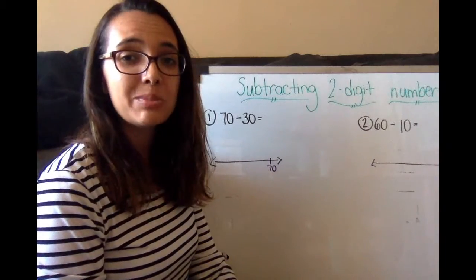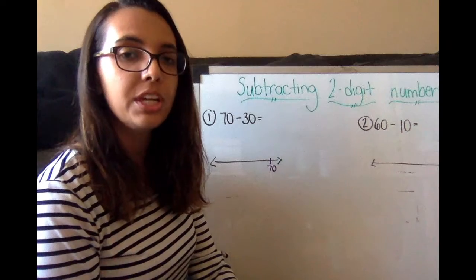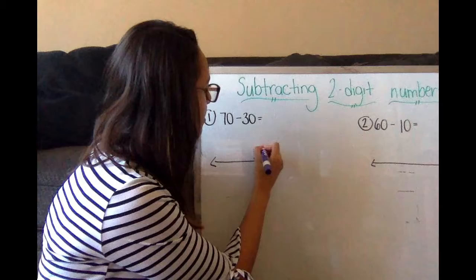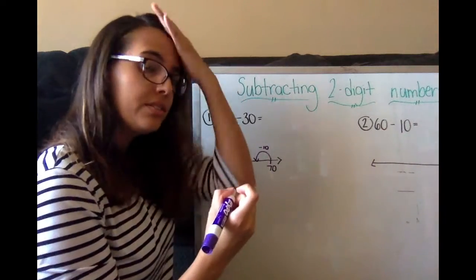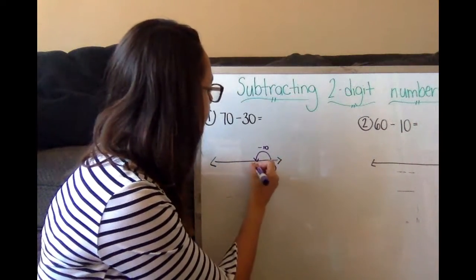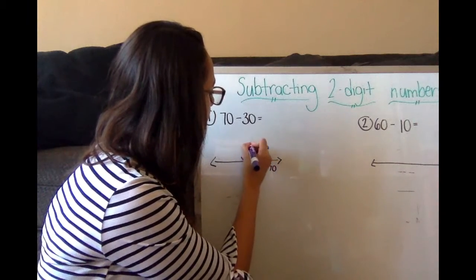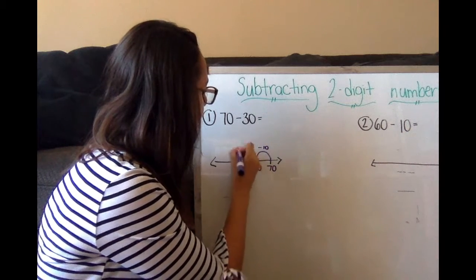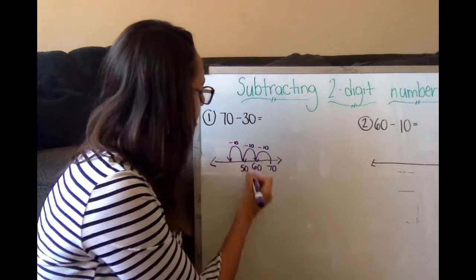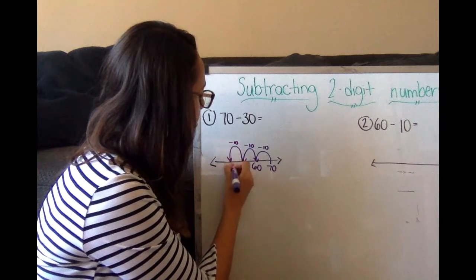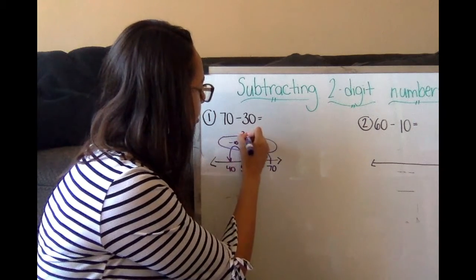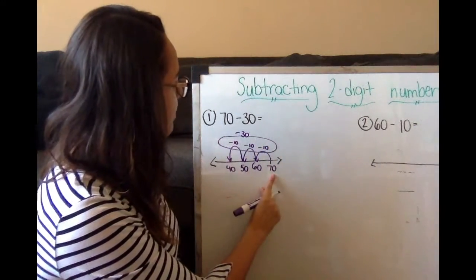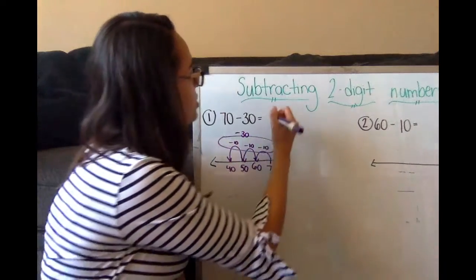I'm going to start by subtracting 10, and I know that in 30 there are 3 tens. So 70 minus 10, if I'm going backwards, equals 60. 60 minus 10 equals 50. And finally, for my last 10, 50 minus 10 equals 40. So I know all those 3 tens equal 30, which is what I subtracted by. So 70 minus 30 equals 40.